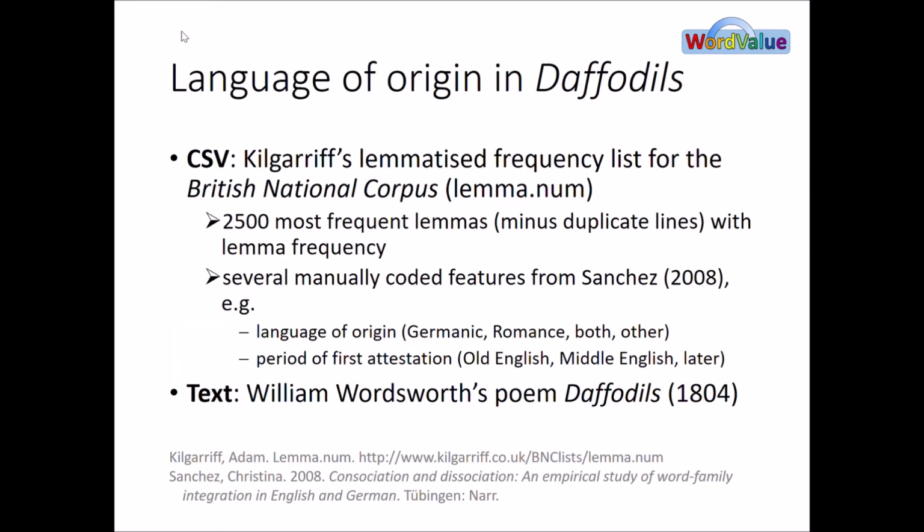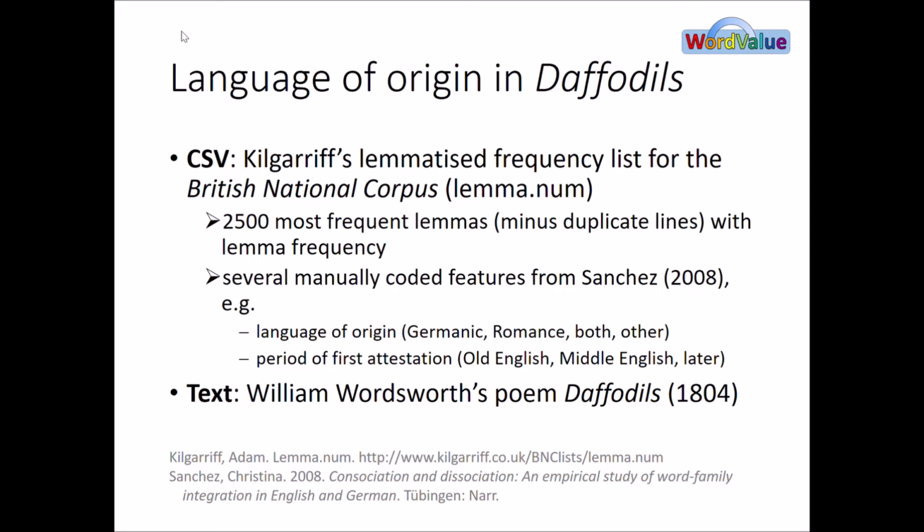The CSV that you will see in the software demonstration is based on Adam Kilgarriff's lemmatized frequency list for the British National Corpus. The CSV file contains the 2,500 most frequent lemmas minus duplicate lines with their lemma frequency, and also several manually coded features from Sanchez 2008, like the language of origin, coded as Germanic, Romance, both, and other, and the period of first attestation, coded as Old English, Middle English, and later.